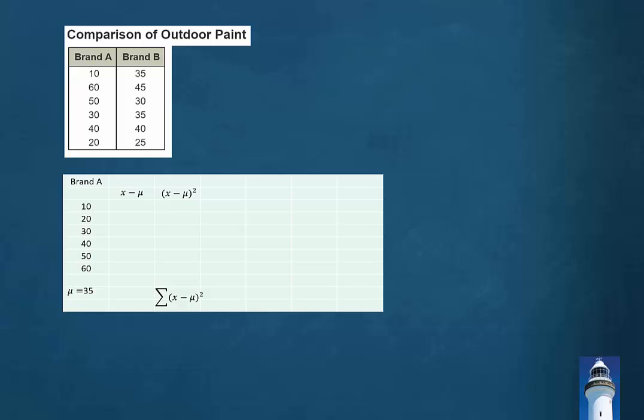Let's look again at the example where we were comparing the time that it takes for fading to occur with two different brands of outdoor paint. We want to come up with an effective way to reliably describe how spread out the data values are, how much variation occurs in the data set. So we'll begin by ordering the data values 10, 20, 30, 40, 50, 60, and then finding what are called the deviations from the mean by subtracting the mean from each data value.